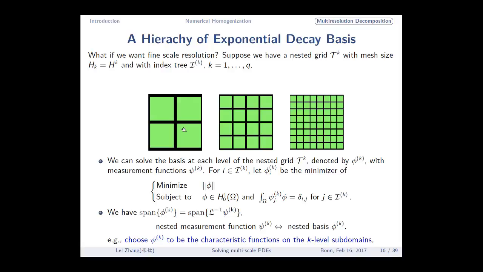For example, if we just choose this norm to be the A norm, so this span is this span. Usually we want a nested basis on the nested grid. Because of that, if we have a nested measurement function, then we have a nested basis. For example, we just choose this psi k to be the characteristic functions on the elements, on the k-th level elements, and this measurement function would be nested. Because this is a linear relation, this phi k, this basis, is also a nested basis.